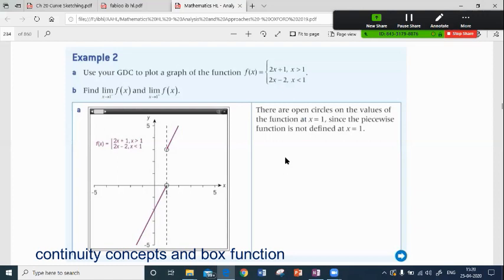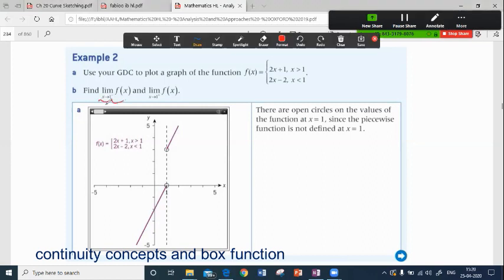Once things have been plotted, what do we do? Limit f of x as x tends to 1 minus, I annotated this way, 1 minus means x less than 1. I use this function, x less than 1. So if I put limit as x tends to 1 minus, what do I get? I get 0. So that's this part.